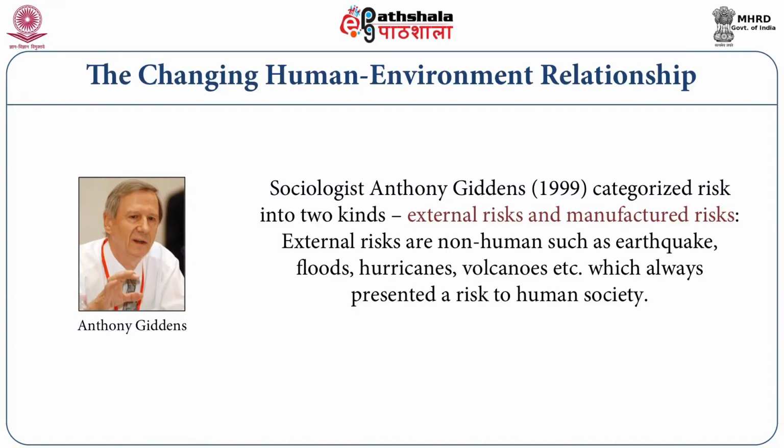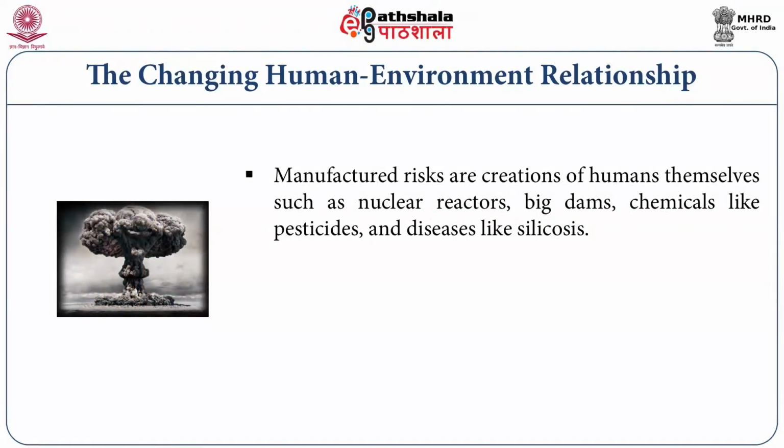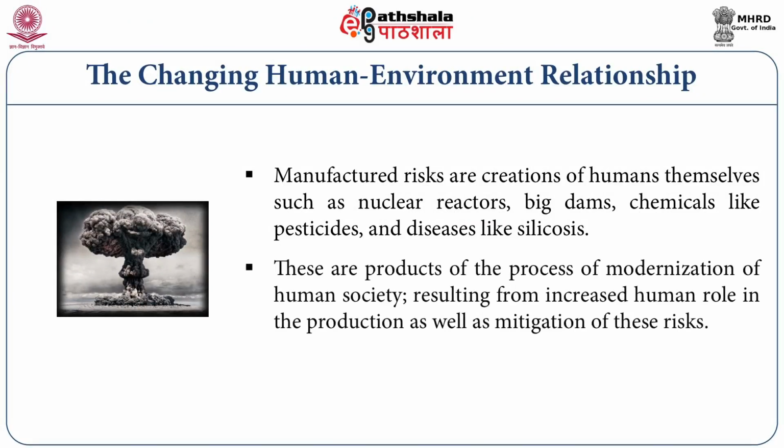Sociologist Anthony Giddens categorized risks into two kinds: external risks and manufactured risks. External risks are non-human, such as earthquakes, floods, hurricanes, volcanoes, etc., which have always presented a risk to human society. Manufactured risks are creations of humans themselves, such as nuclear reactors, big dams, chemicals like pesticides, and diseases like silicosis. These are products of the process of modernization of human society, resulting from increased human role in the production as well as mitigation of these risks.